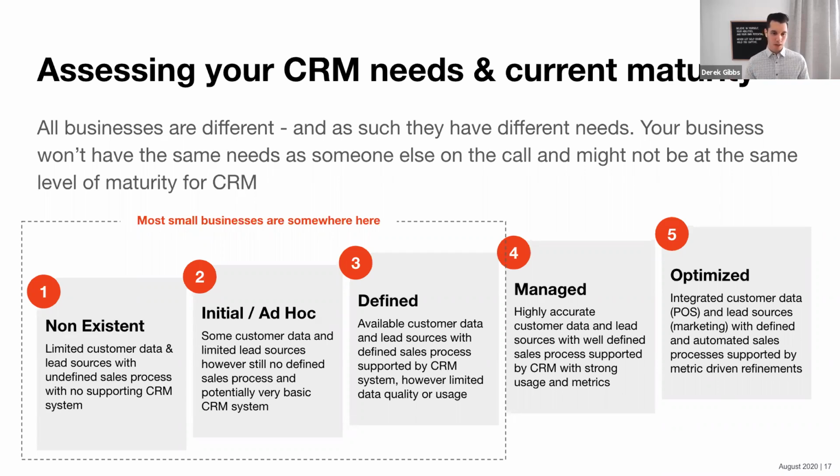But what I see most of the time is that small businesses are somewhere between 1 and 3, potentially non-existent. I'm a business that exists and I sell to people, but I don't really keep track of who they are and what their information is, or something ad hoc. Maybe you just manage everything via email, so you have their email and contact info, but it's nothing more well-defined than that. Or maybe you already use a CRM where you have customer data, lead sources, and some processes you're working on, but it's not super well-defined. So most businesses are somewhere in there.